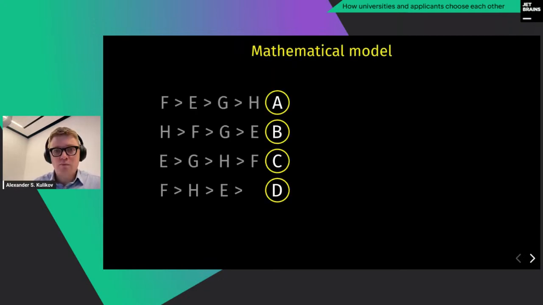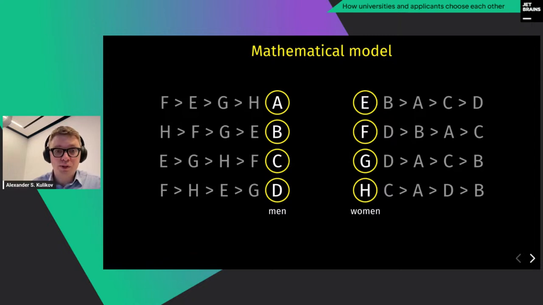So let me start by defining a mathematical model in which we are going to work. And as it usually happens with matching problems, it is convenient to do this in terms of men and women. So imagine that we have four men called A, B, C, D, and we have four women called E, F, G, H, and assume that every man and every woman has a ranking of all the four people of the opposite gender. So, for example, woman F prefers man D to man B, to man A, to man C.